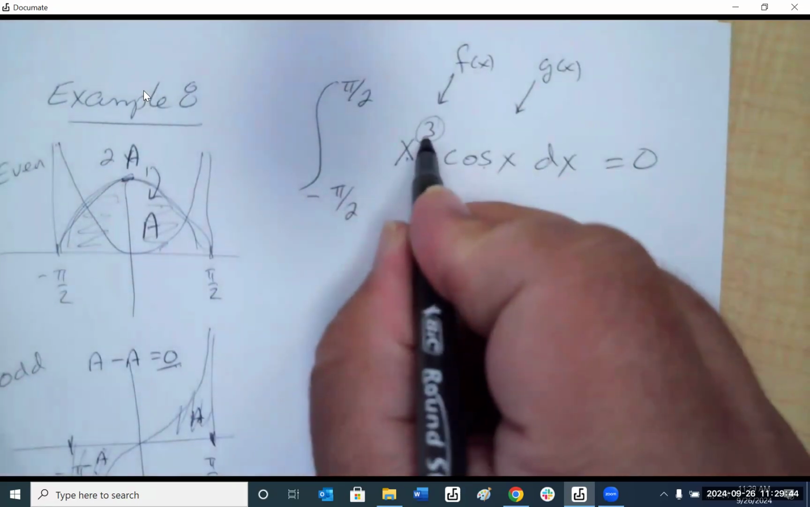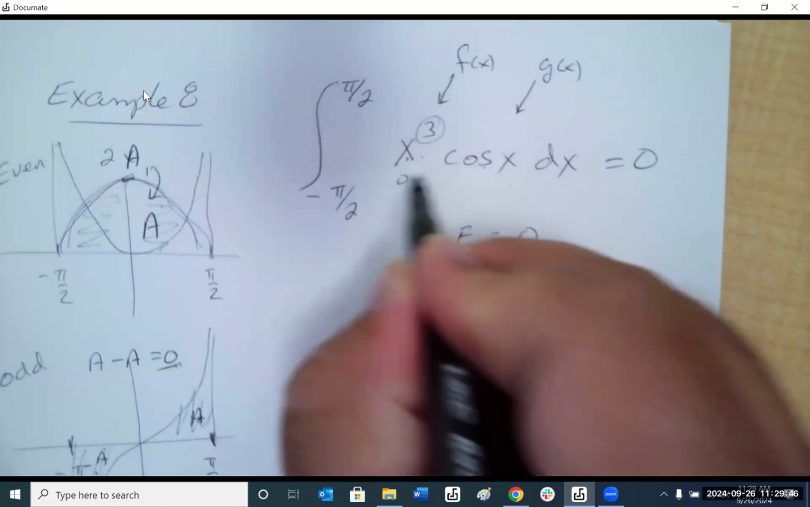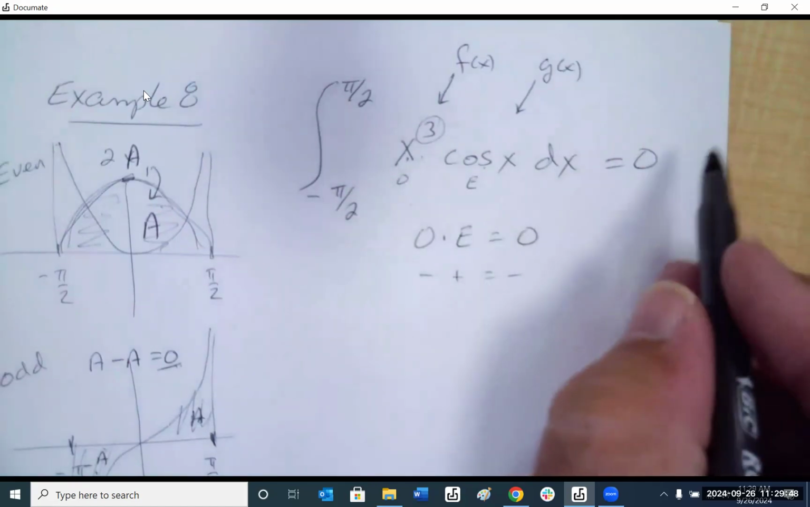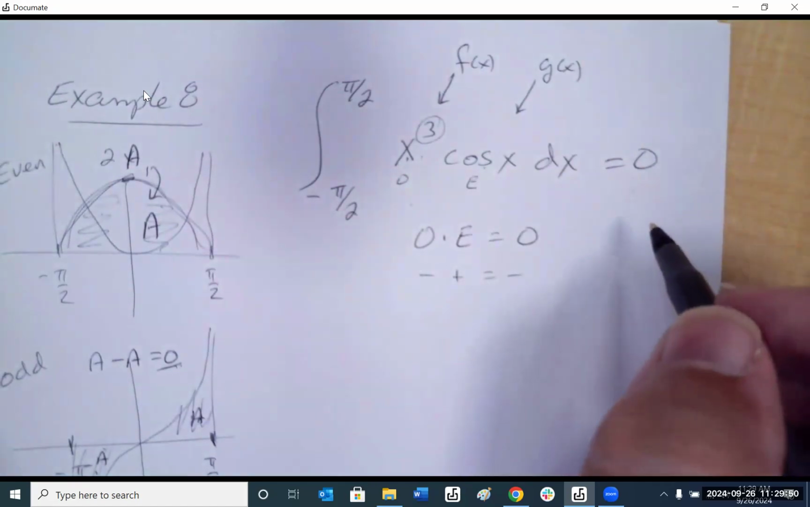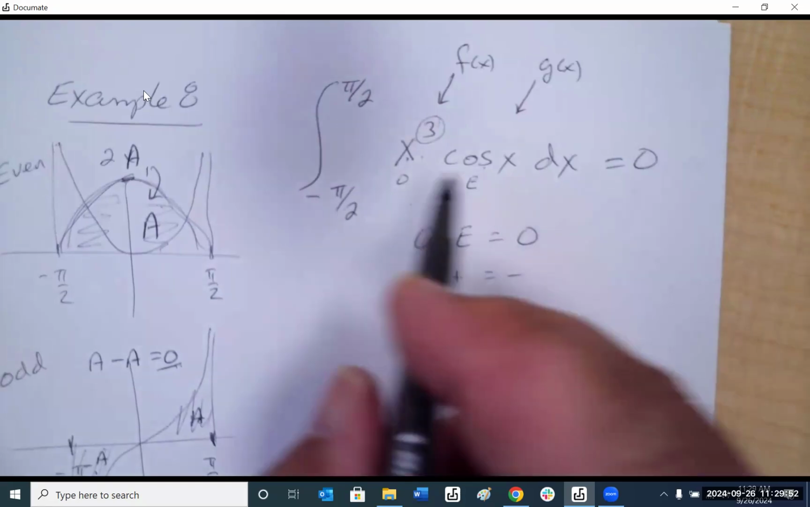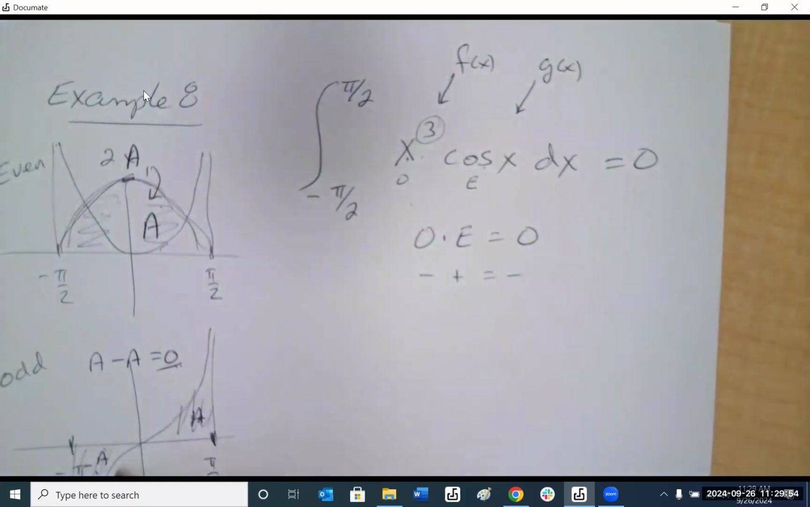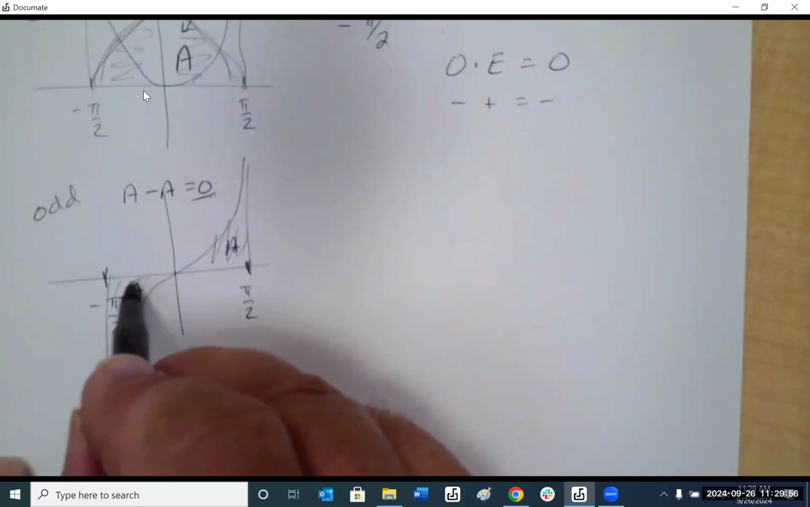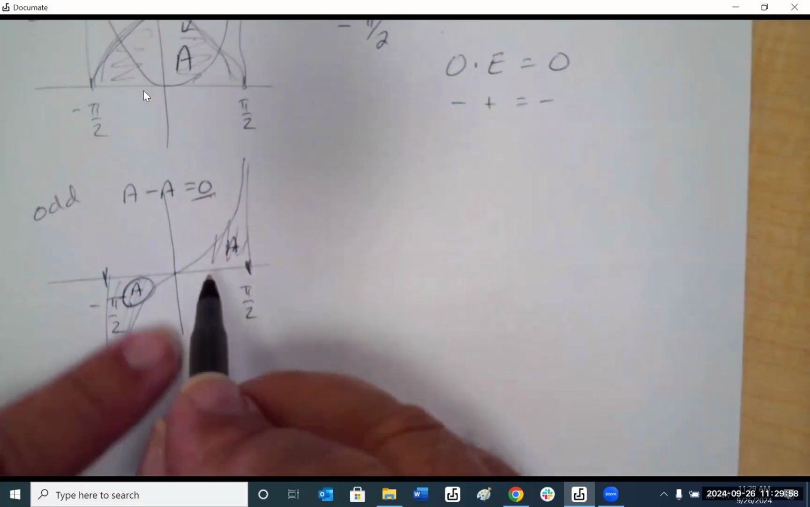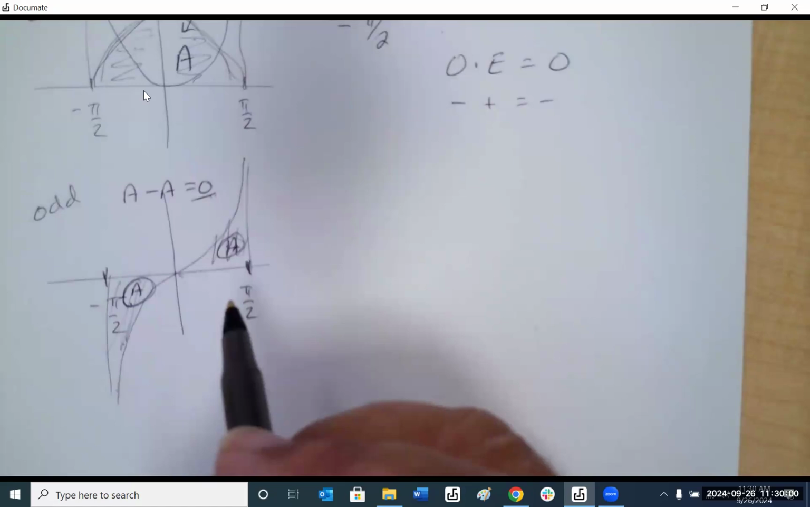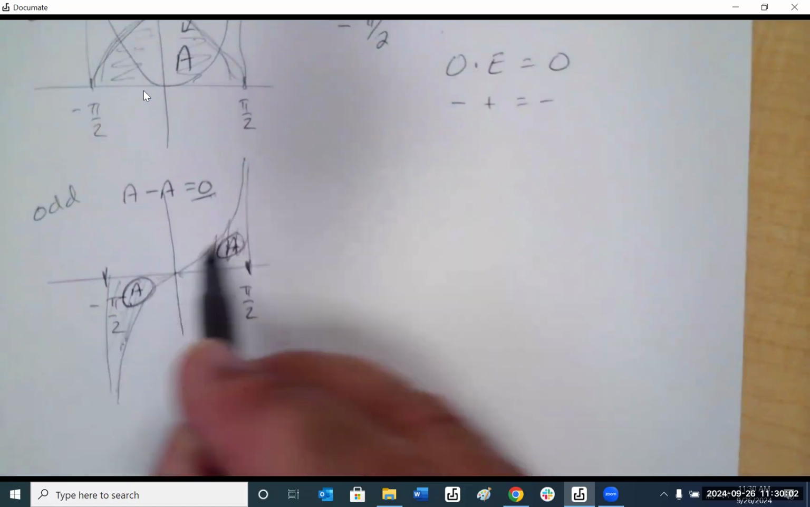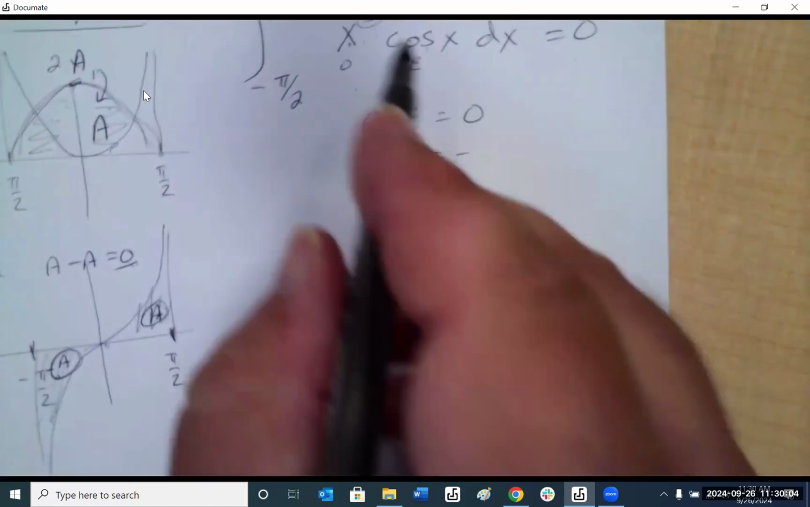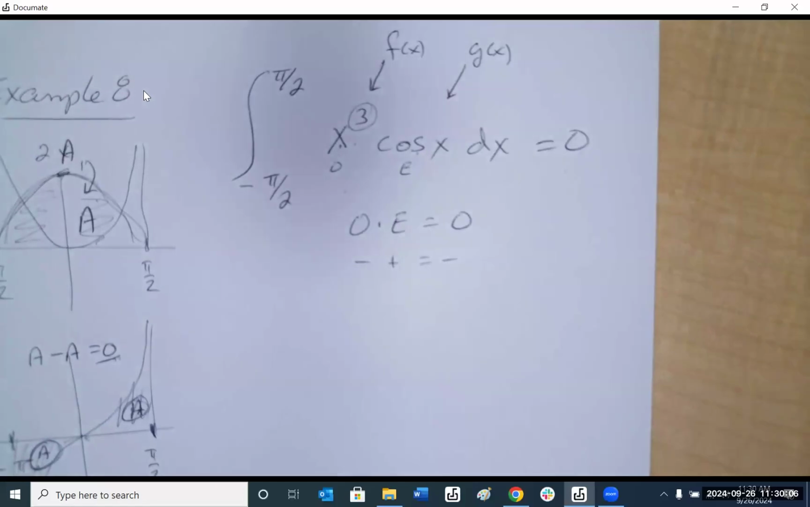Because x cubed is an odd function and cosine is an even function, the answer is going to be the odd function result. From negative pi over 2 to 0, it's negative area, and from 0 to pi over 2, it's positive area. So they're going to wash out, and this whole area is 0. That's how it works.